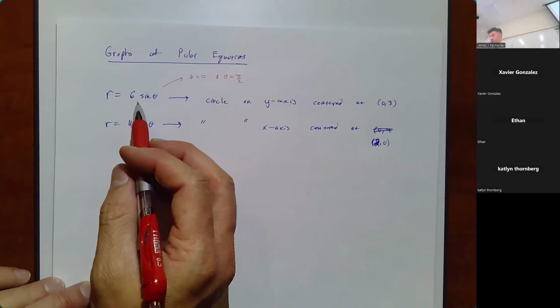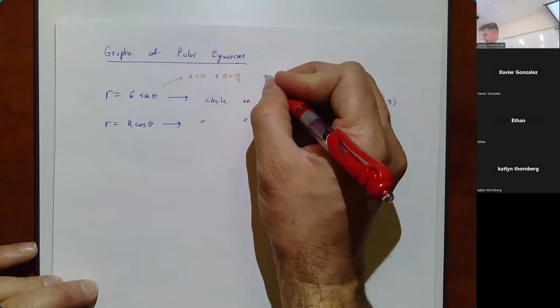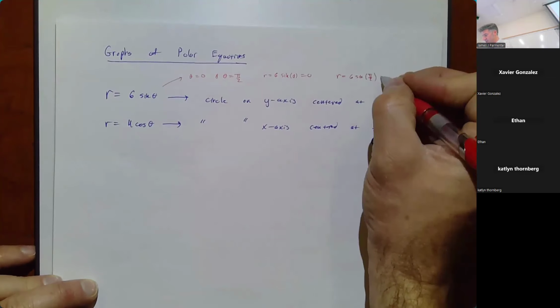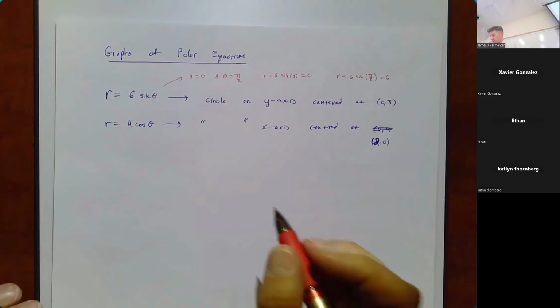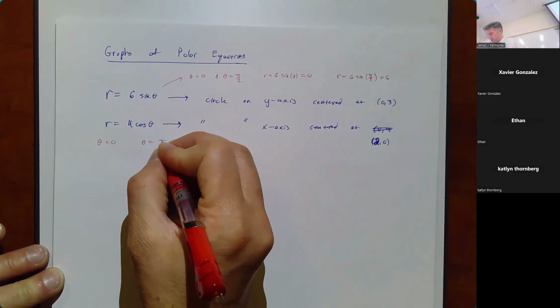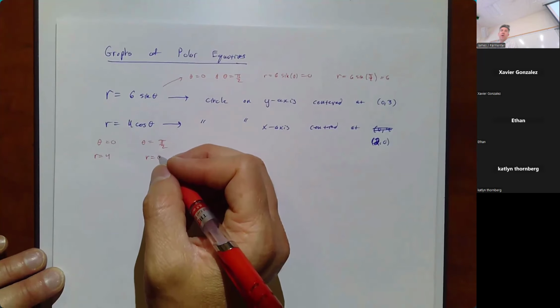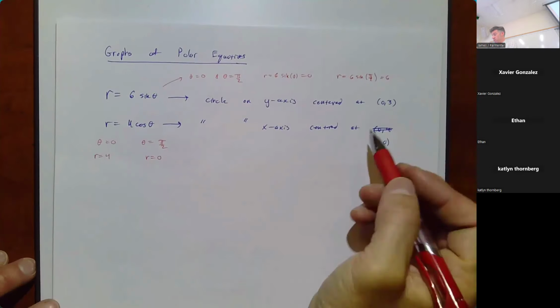For this first one, if I plug in 0, 6 times sine of 0 is 0. Great. That doesn't help me a whole lot, but it's fine. But if I plug in pi over 2, 6 times sine of pi over 2 is 6. So the two points on this circle are the origin and the point 0, 6. And you know what's halfway between those? The center, 0, 3. Similarly, for this equation here, the two points you get plugging in theta equal to 0 and theta equal to pi over 2 are r equal to 4 and r equal to 0. So you get the two points, 4, 0 and 0, 0, thinking of them as Cartesian coordinates, and halfway between those is the point 2, 0.